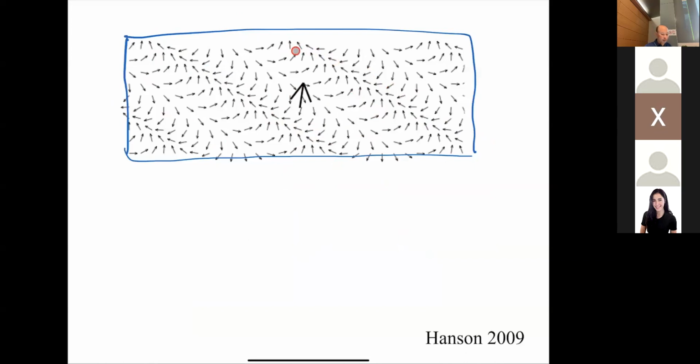Now the formula says to integrate over all these spins. If I have a spin like this, it cancels out the contribution from a spin here. For every spin, I can find a spin that cancels out its contribution. So if I think about the resultant vector, it's going to be pretty small, because this is a square.